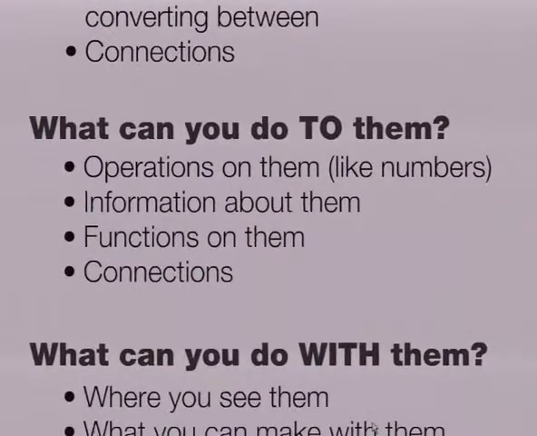We want to know what we can do to our objects. So for complex numbers, I want to know how to do operations on them. So the things that we do with ordinary numbers, I want to know how to do them on complex numbers. I want to know what information I can find out about a complex number. I want to know how to do various functions on them. So with numbers, I can do squared and polynomials and square root and that sort of thing. I want to know if I can do those with complex numbers as well. And of course, I always need to know about connections between stuff.